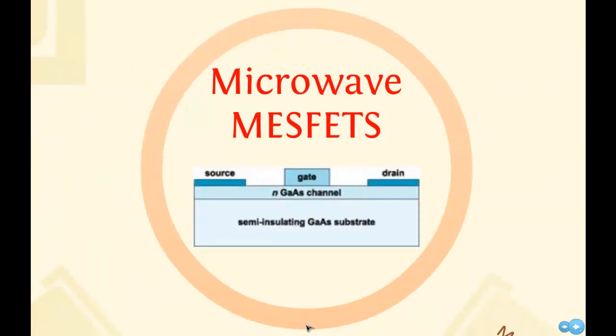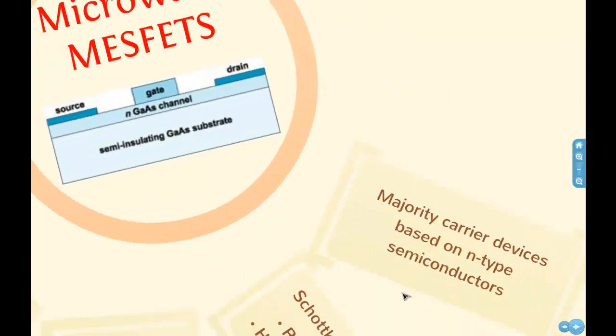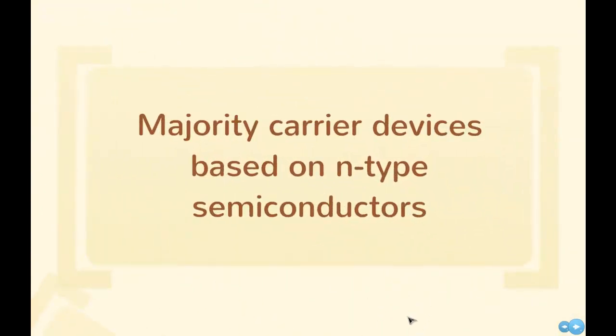So what I'd like to do now is briefly touch on microwave MESFETs, which are devices which are often used to amplify microwave frequencies. MESFETs are majority carrier devices which are based on N-type semiconductors. The reason for that is that electrons are much faster than holes, which you would get with a P-type doping. And of course, as we looked at just now, you want to have the highest velocity possible for your carriers. You want to have carriers that can respond to fast-changing electric fields very well.